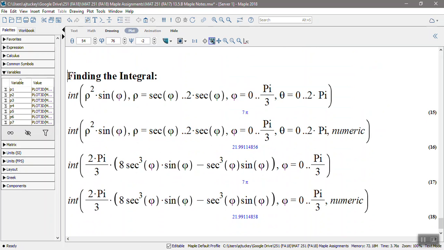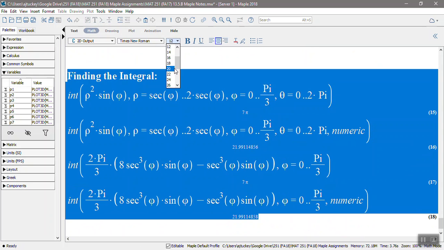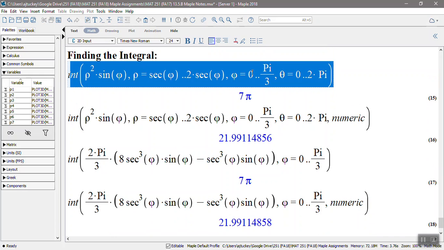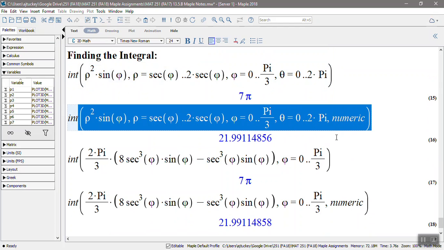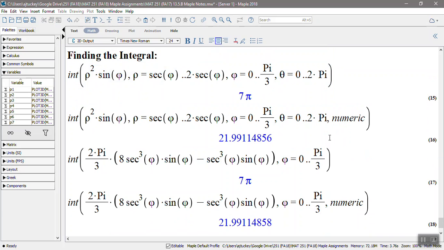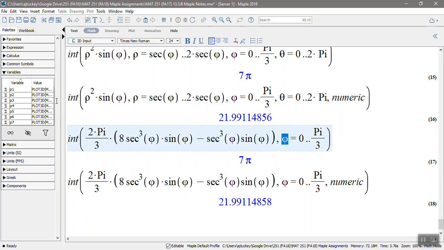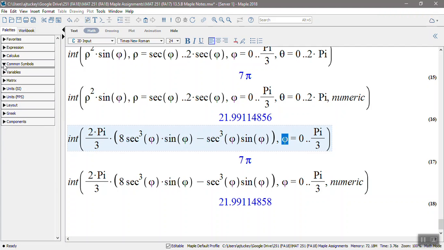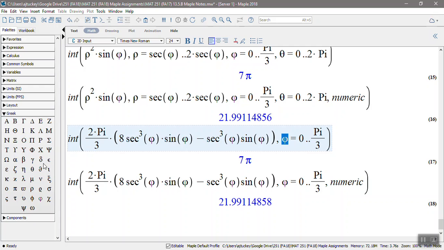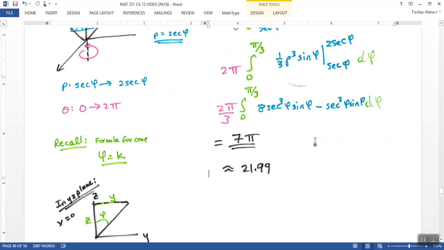So to check myself, I made sure that I did it twice. You don't have to do it twice. I mean, you can, but I did the original integral after I'd put in the spherical coordinates, and I did it numerically as well. And then I'm doing the integral that I just ran into with 2 pi over 3, 8 secant cubed times the sine minus secant cubed times the sine, etc. And I did that one. And I'm getting phi, by the way, out of the Greek palette, in case you're interested. It's right here, down there. And sure enough, I get 21.99 or 7 pi, and that will be my answer. So my answer is 7 pi. All right, all done.